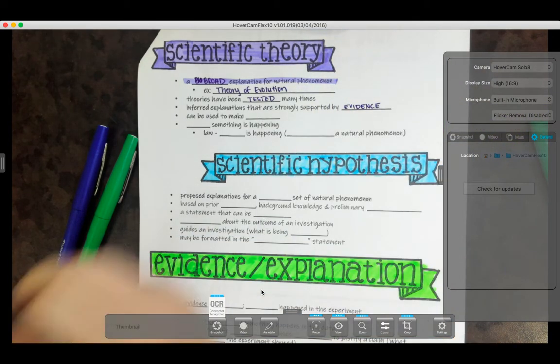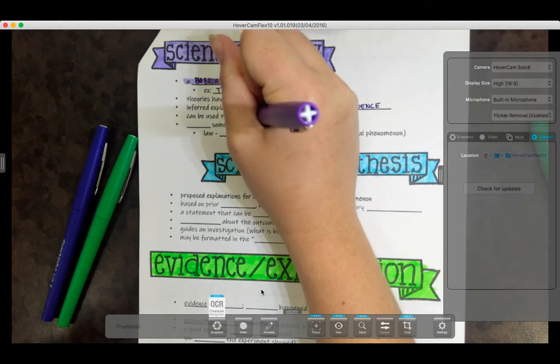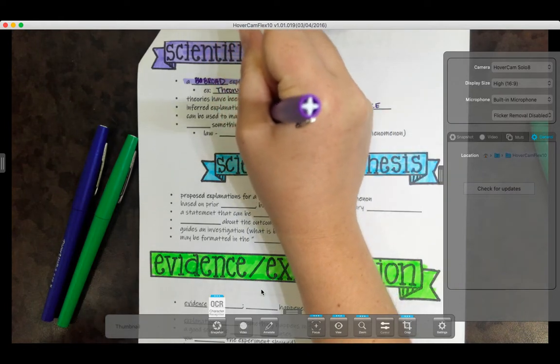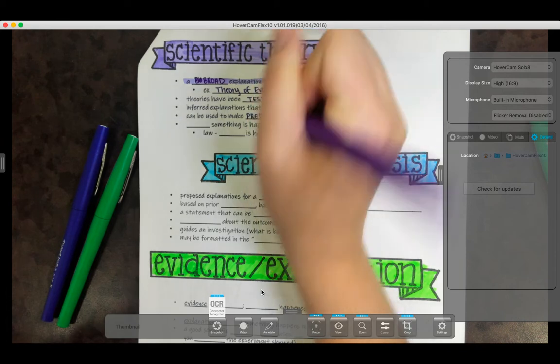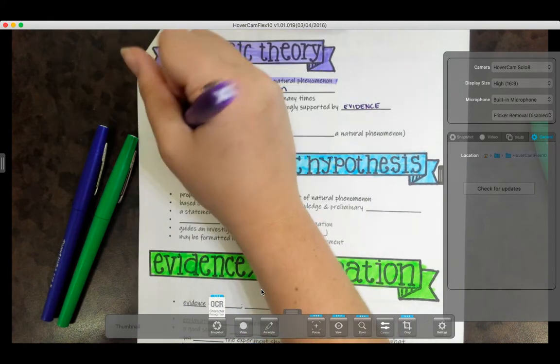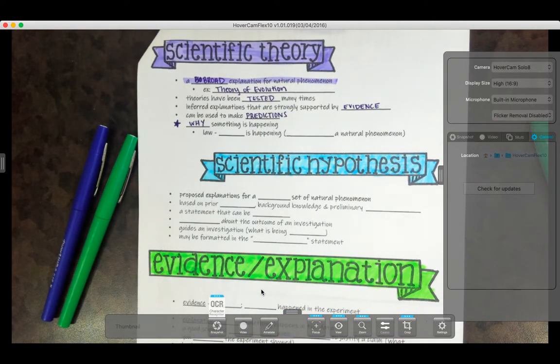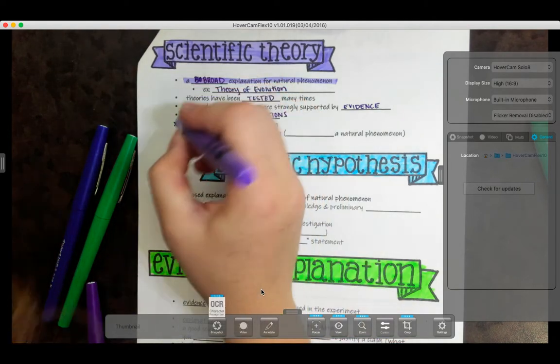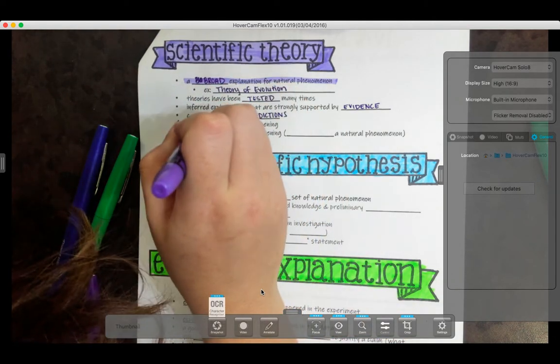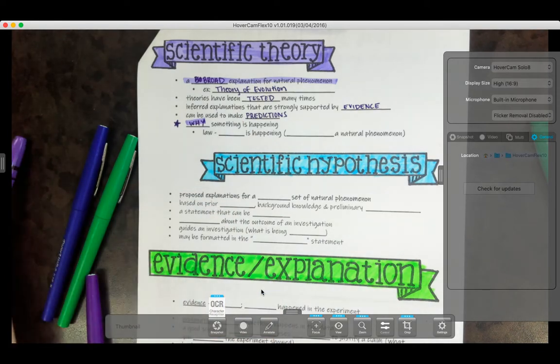Theories can be used to make predictions, and often they explain why something is happening. That part is really important. Let's go ahead and highlight that.